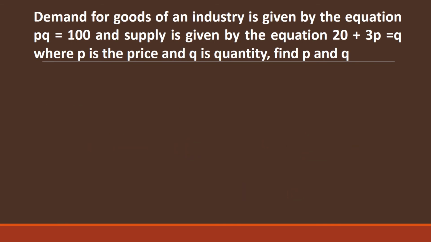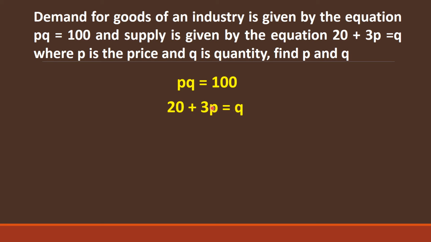Now, our next question is: the demand for goods of an industry is given by the equation PQ is equal to 100, and the supply is given by the equation 20 plus 3P is equal to Q, where P is the price and Q is the quantity. Find P and Q. So, it is given that PQ is equal to 100, that is, price into quantity is 100. And another equation is given, 20 plus 3P is equal to Q.